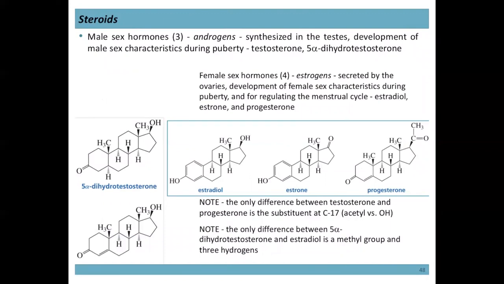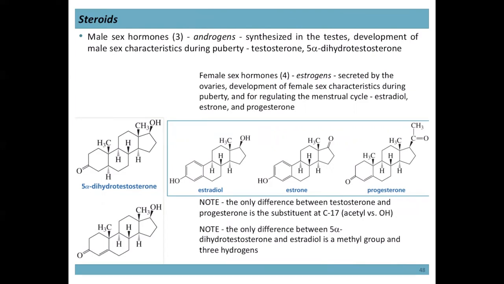So there are other steroids. There are sex hormones. We refer to the male hormones as androgens. They're synthesized in the testes, and they're responsible for the development of the male sex characteristics, such as a deep voice and hair on your face, and all the other fun changes that men go through in puberty. Female sex hormones are referred to as the estrogens. When you talk about estrogens, there's actually a class of them. Testosterone is a specific androgen, and for estrogens, there are 3 main ones: estradiol, estrone, and progesterone.